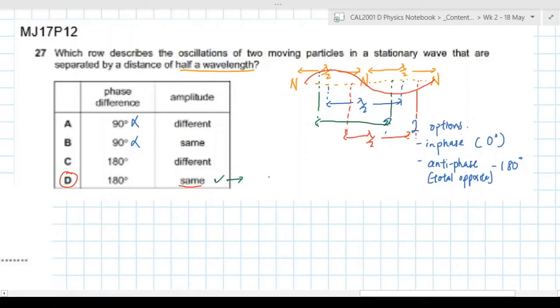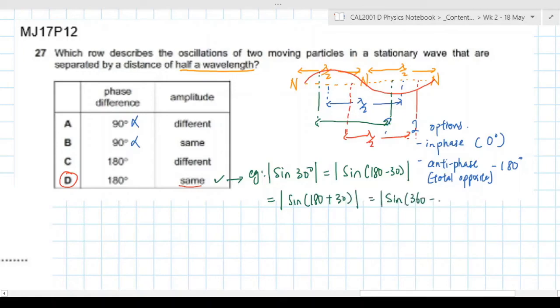Okay, let's say we take a familiar angle, the green one, sine 30. Okay, there we go. Let's say we take sine 30. And just the magnitude, because amplitude is magnitude, we just consider plus minus. So sine 30 will be equal to sine 180 minus 30, and sine 180 plus 30, and sine 360 minus 30. Okay, so the magnitudes are all the same. So all of these points will have the same amplitude. They just are at that same amplitude at a different time.